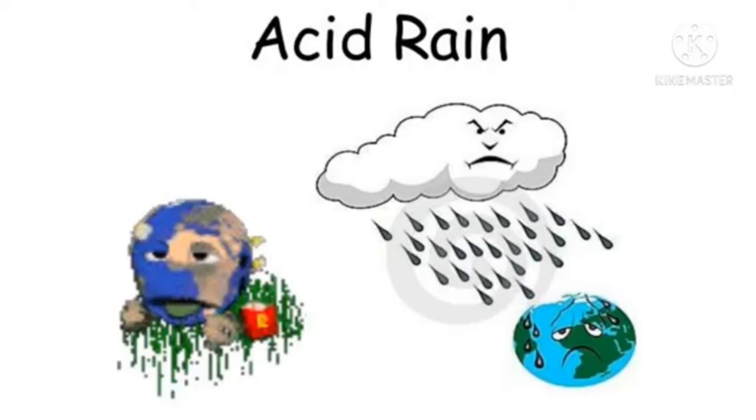Acid rain is formed by combination of some harmful gases and water vapor in the air. This falls along with rainwater, destroying the leaves of plants and consequently the quality of vegetation and aquatic life.